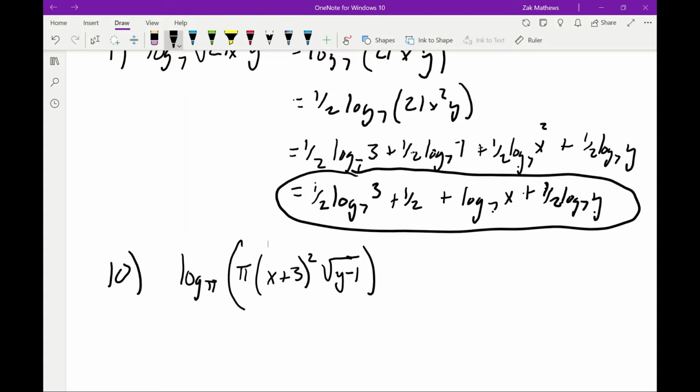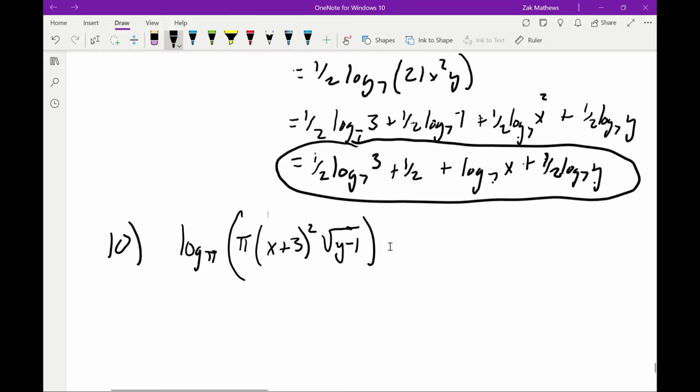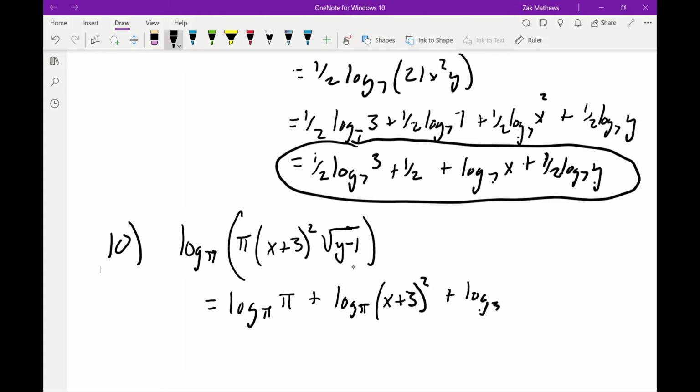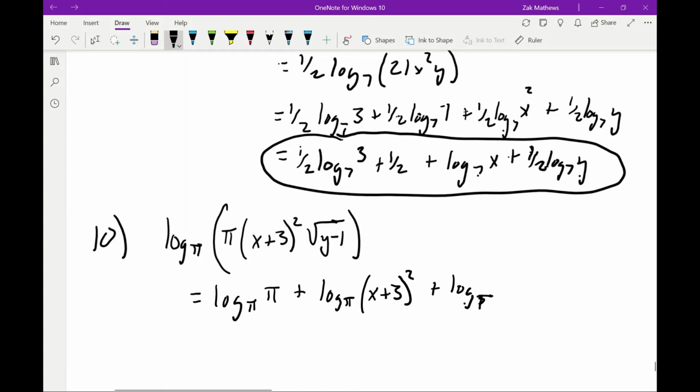I need to keep that all in parentheses. So here I see I have 1, 2, 3 terms. I'm going to have to break this up into 3 different logs. So we'll have log base pi of pi. Next we're going to have our plus log base pi of (x plus 3) squared. And we'll have plus log base pi of the square root of y minus 1.